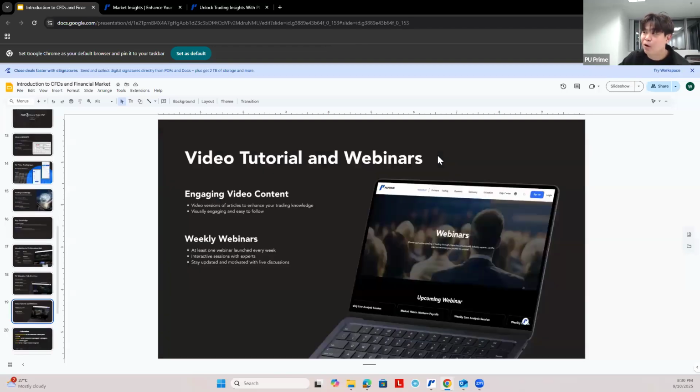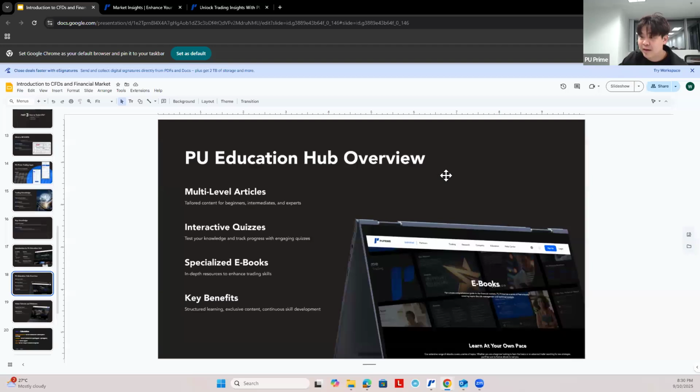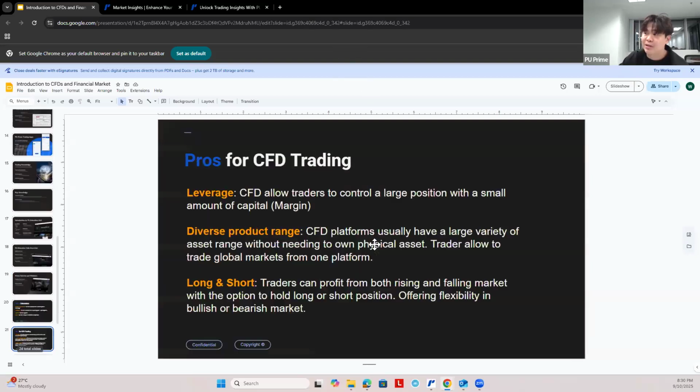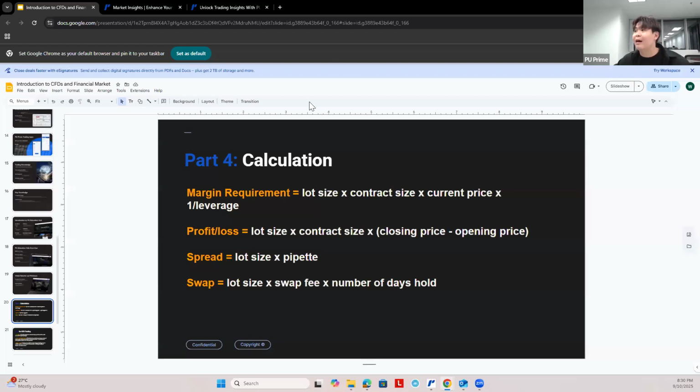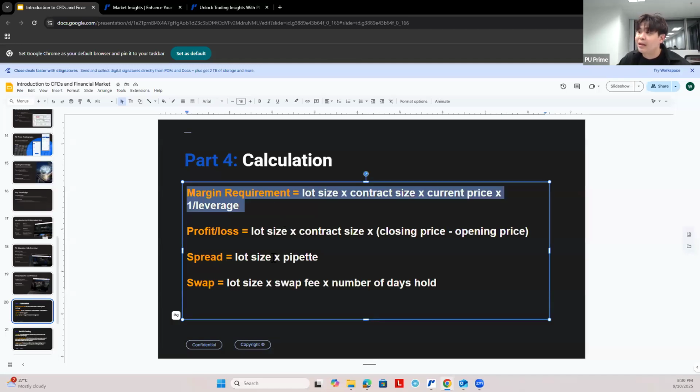And then after you go through all of the understanding about the fundamentals, the storyline that's happening in the market, now I'm going to teach you something interesting about the calculations part. So in the CFD industry, you need to learn 4 types of calculation. First one is margin requirement. The second one is profit and loss calculation. The third one is the trading cost, which is the spread and the swap. So we will go through one by one first.